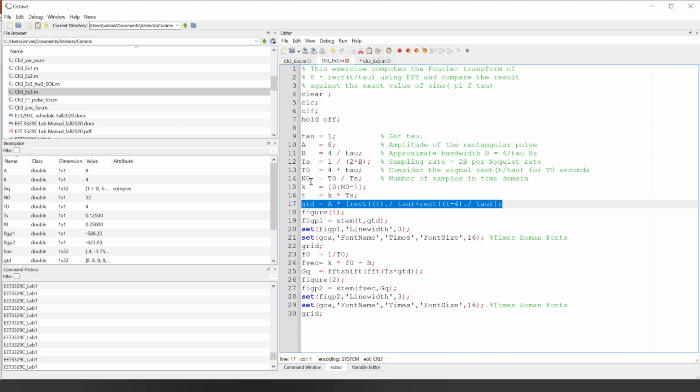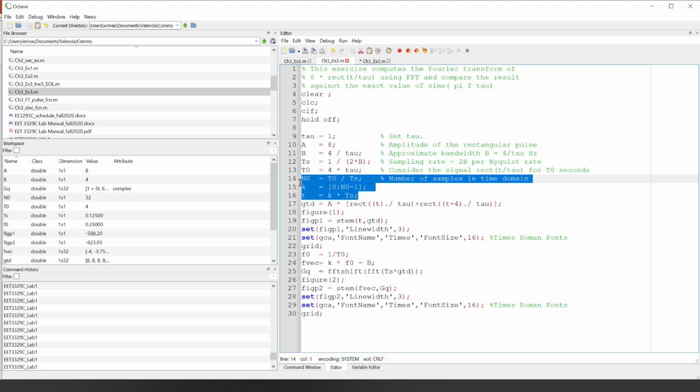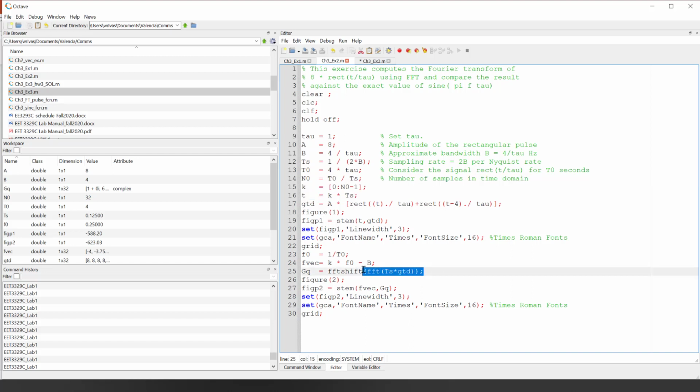We then create the samples, right? And then we just evaluate GTD based on our samples. Nothing different from what we did in the prior example. And then we plot it. The one thing here is, or there's a couple of things here.